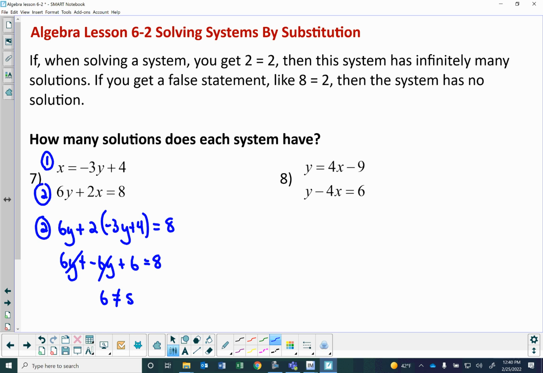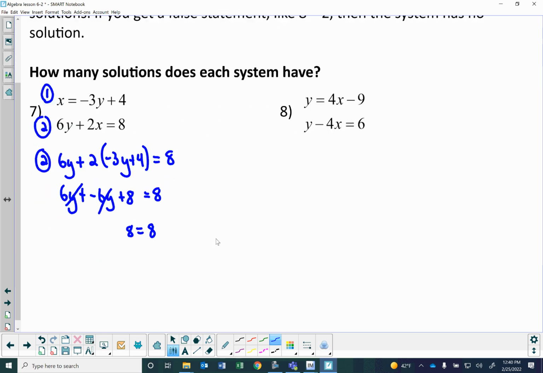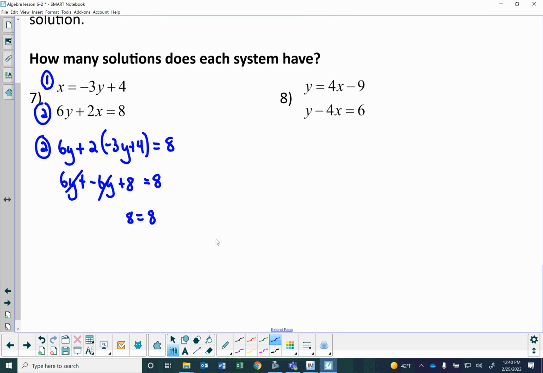Since that is a false statement, oh, I messed up. Back up. 2 times 3 is 6, but 2 times 4 is 8. I just realized what I did. So back up here, we should have had negative 6y plus 8. We get 8 equals 8 instead of 6 equals 8, which is a true statement. 8 is definitely equal to 8. And since 8 is equal to 8, this means this system is going to have infinitely many solutions.